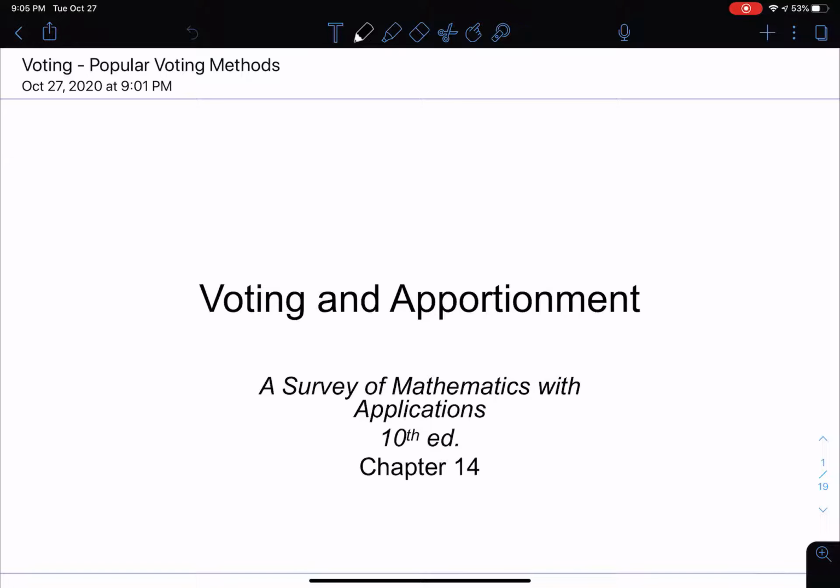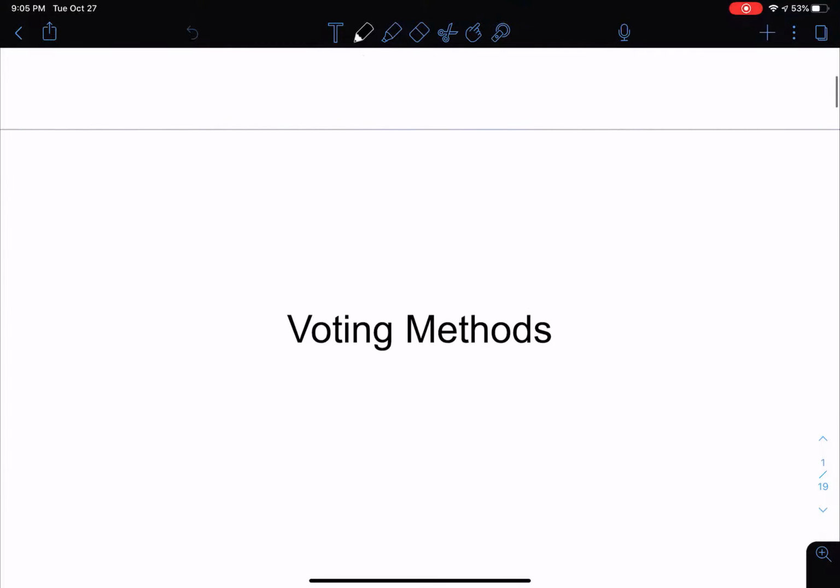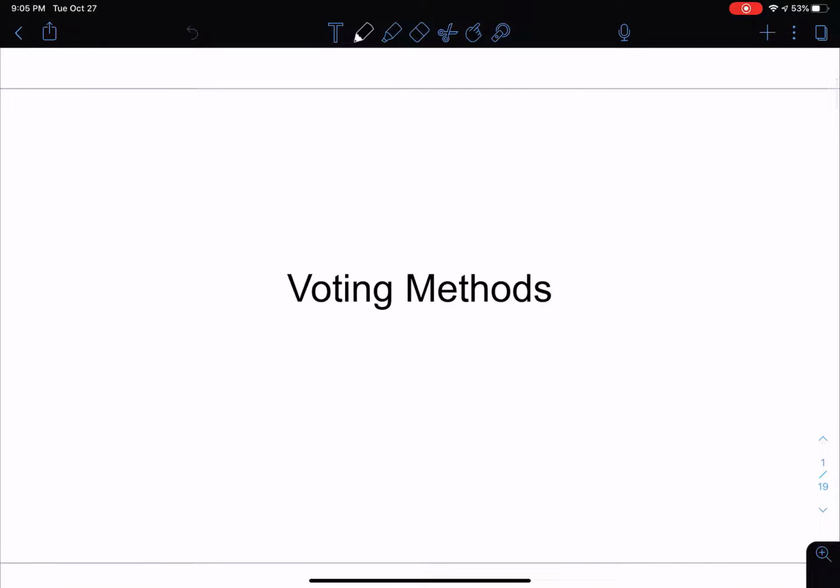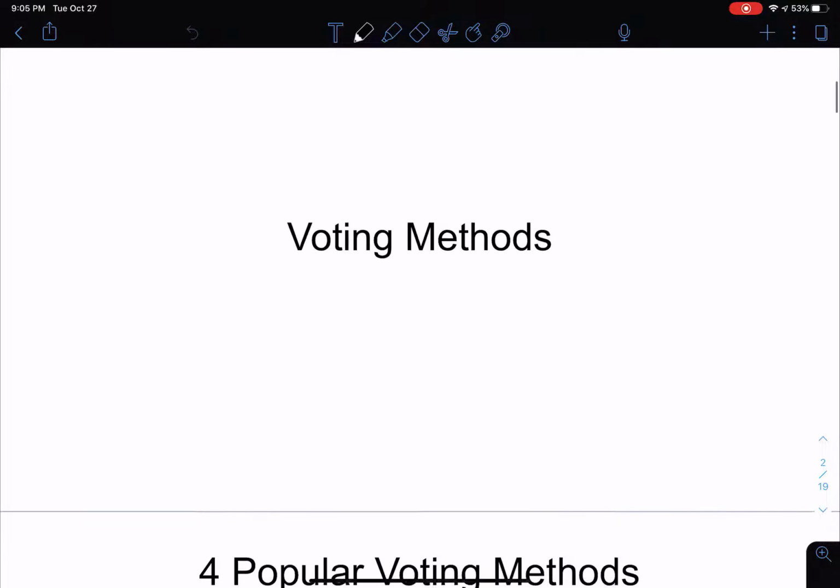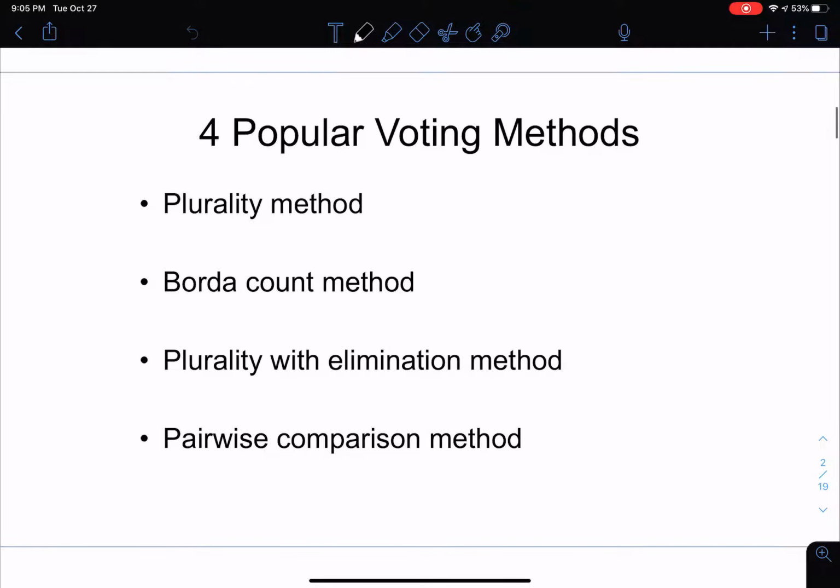Okay, so getting into voting first. We're going to look at some very popular voting methods in this immediate lesson, and there are 4 popular ones that you probably are familiar with. The plurality method, where whoever casts the most votes wins. The Borda count method, where you end up using some rankings. The plurality with elimination method, which is an offshoot of the plurality method. And the pairwise comparison method, which also uses rankings, but in a different way than Borda count. So we'll look at each of those and look at an example.